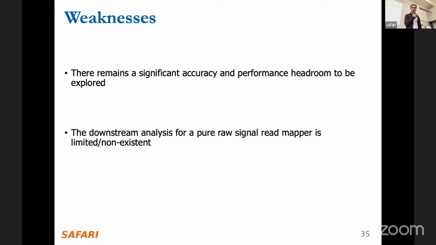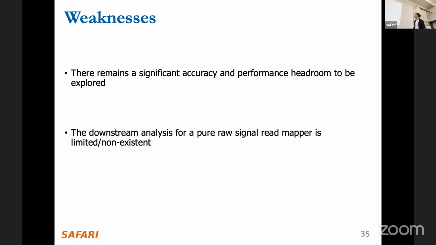All right, there are some weaknesses, unfortunately. There still certainly remains a significant accuracy and performance headroom to be explored. We don't have 100% F1 score yet, nowhere near, in fact. So especially for the large databases that are more difficult to be accurate on, we get as high as maybe 75% F1 score. That's not where we want to be, of course. Realistically, we'd like to have 95, 99%.